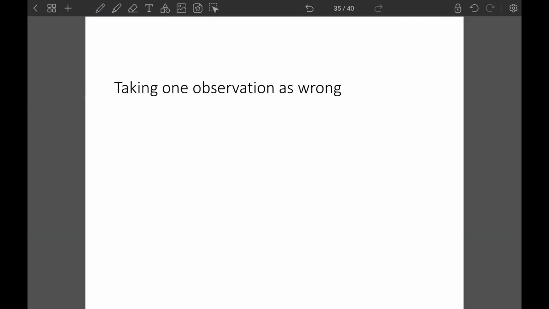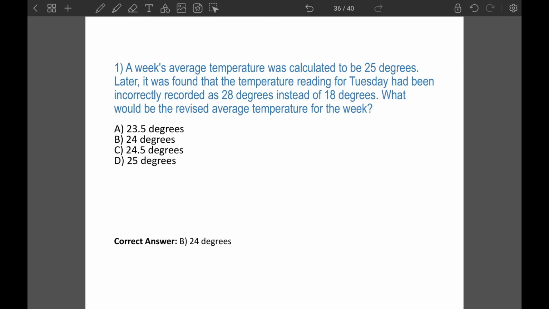Okay, now the questions are of the type where one observation is taken wrongly instead of taking the observation correctly. This will be understood in solving questions. Let us solve questions first.